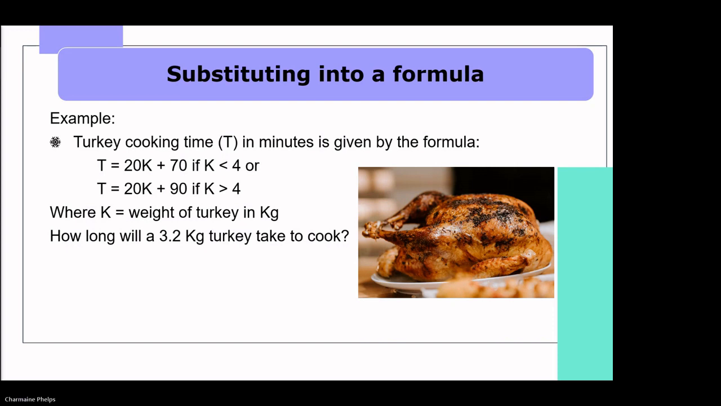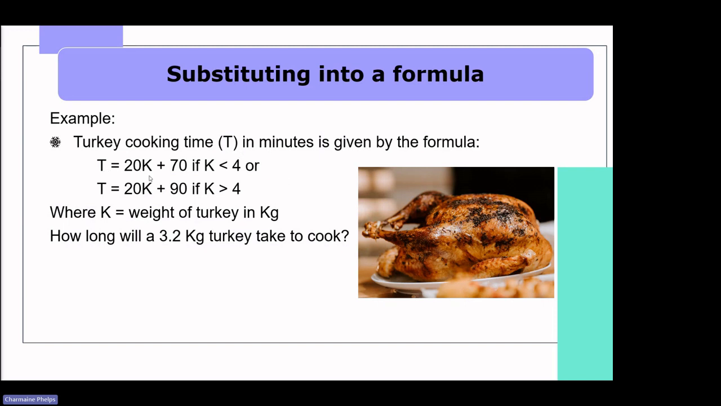Okay. So here we've got a formula. This is a realistic formula, and I know it's a realistic one because I Googled to find it. It's slightly different to the formula I use for cooking my chicken. Thank you, Megan. Yeah, BIDMAS is brackets, indices, division, multiplication, addition, subtraction. So it's the order in which you perform the operations. So for this example, turkey cooking time, T, in minutes, is given by these formulas.